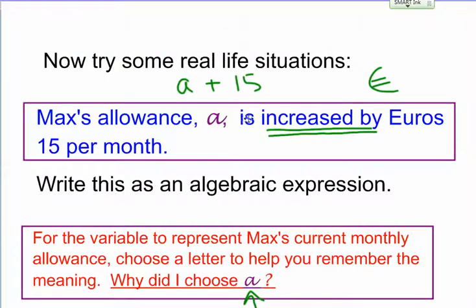Then we did some real life situations. If Max's allowance, A, is increased by 15 euros a month, I can write that as A plus 15. Increased by means I'm adding to it. And then I want to try to choose in real life problems a variable that helps me remember the meaning of the word. So I chose A because it represents Max's allowance. An allowance starts with an A. So that helps me remember what this problem is about. An allowance being increased by 15 euros.